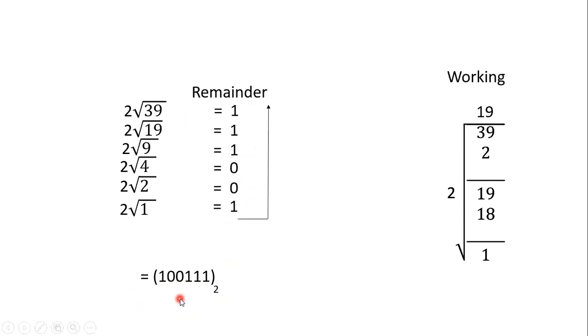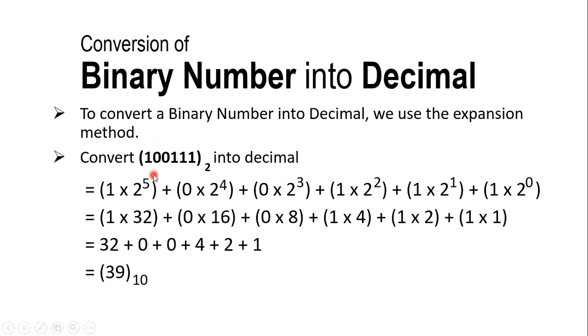Now I'll show you the other way round, where we take this number and convert it back into the original question, which was 39. We'll take this at first, and then convert it back into 39. This is the same number as in the previous example, and now the method we are using is the expansion method. Why is it called the expansion method? Because we need to expand the number into this form.